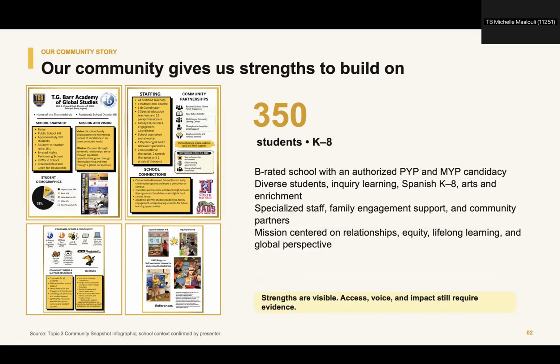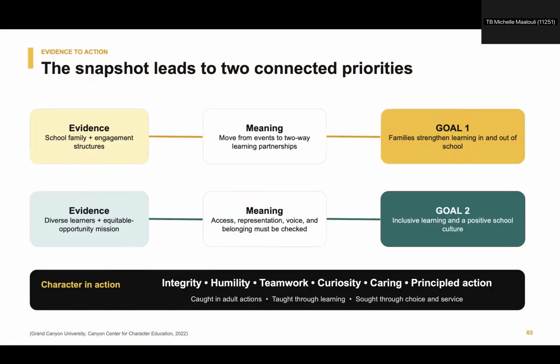The snapshot tells us what is available. It does not yet tell us who is participating, who feels heard, or which supports are producing the results we intended. Those unanswered questions lead us to our two priorities. The snapshot leads us to two connected priorities. Our priorities are not arbitrary, and they are not two more disconnected initiatives.